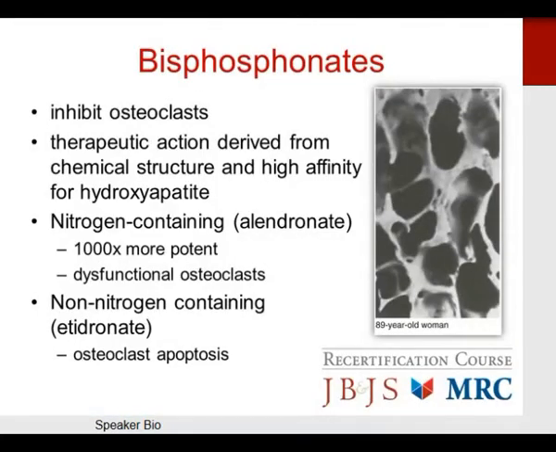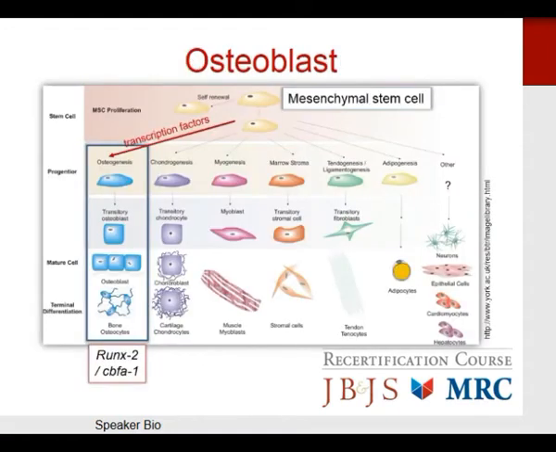Bisphosphonates are an important medication for the orthopedic surgeon to understand. These medicines inhibit osteoclasts. There's two different main types. There's those that contain nitrogen, such as alendronate, which create dysfunctional osteoclasts, or those that do not contain nitrogen, such as etidronate, which causes osteoclast apoptosis. These are the mechanisms, as you can see.